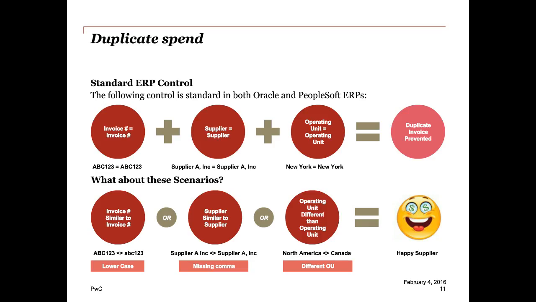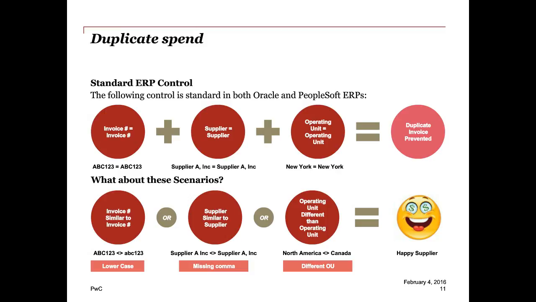Okay, thanks, Steve. So first off, we're going to explore how organizations can find themselves leaking cash during their invoice processing activities. Let's take a look at two real scenarios that we see happen a lot of times. Scenario one, an AP clerk enters a duplicate invoice that has the exact same invoice number, ABC 123. The supplier name is exactly the same as the original invoice, Supplier A, Inc. The invoice is posted to the exact same operating unit, in this case, New York.